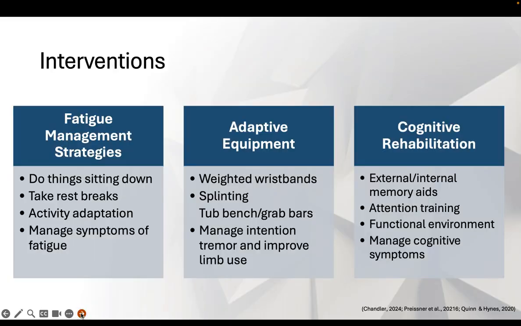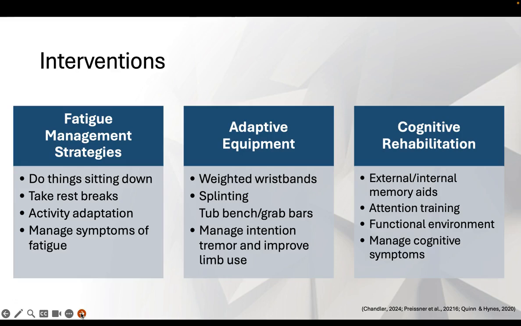Now we're going to discuss some interventions. One intervention that occupational therapists can do with those with MS is education on fatigue management strategies. This could include doing things sitting down, taking rest breaks, and activity adaptation in order to expend less energy while completing daily tasks. This will allow clients to better manage symptoms of fatigue that could interfere with occupational participation.